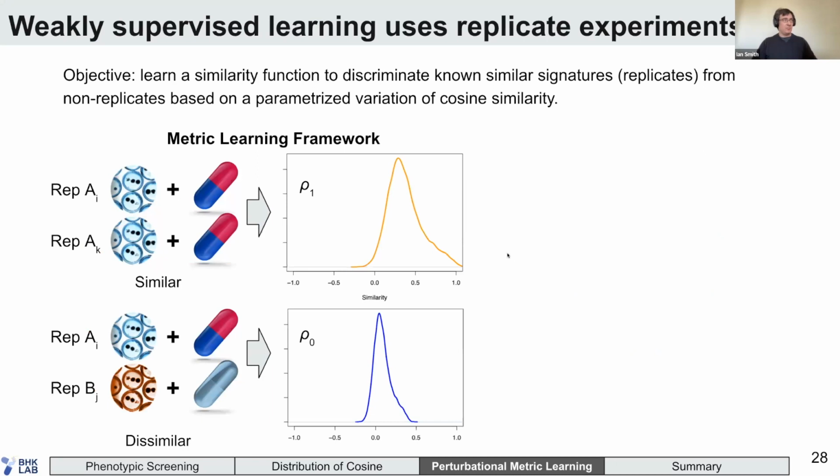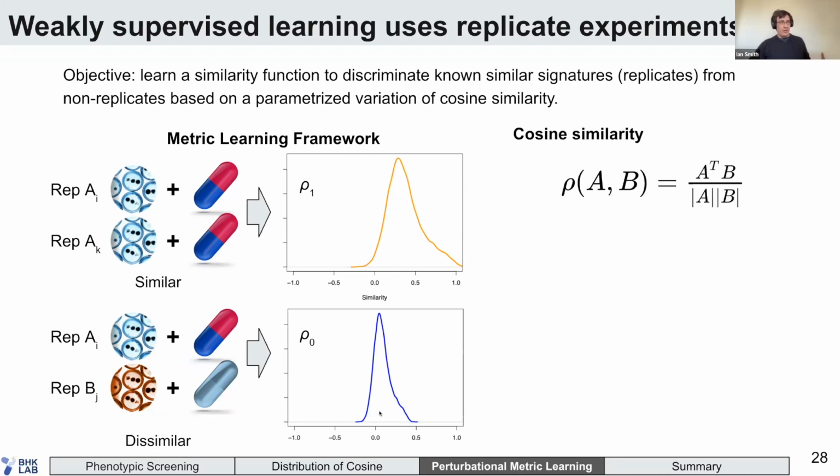So this illustrates this a little more clearly. We want to learn a similarity function to discriminate known related signatures from unrelated signatures or non-replicates. So for the similar case, we have two experiments that we repeated. So same cell context, same perturbation, and we compute the similarity between them using our similarity function and get some distribution that looks like this. And then we have, for the negative case, just two signatures whose relationship we don't know. They're not of the same perturbation, and this gives us a background distribution.